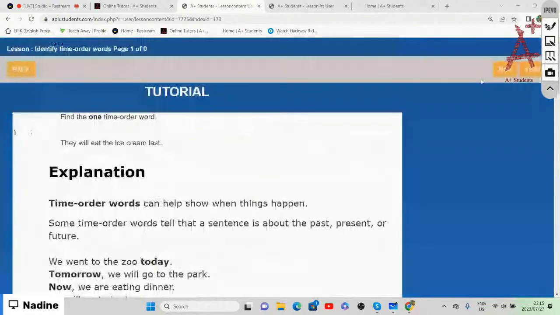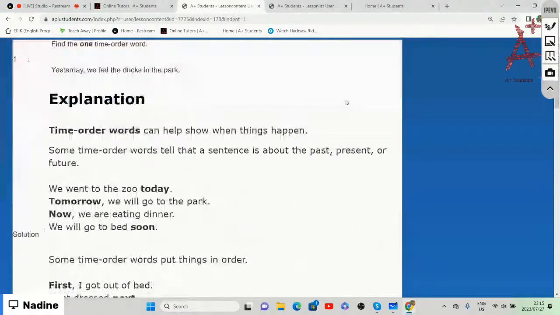All right, let's go next. We need to find one time order word. Yesterday, we fed the ducks in the park. So, yesterday, we fed the ducks in the park. We need to choose the time order word within that sentence.